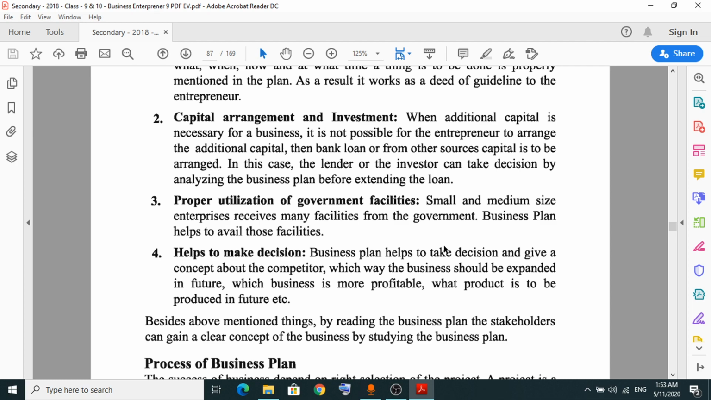When additional capital is necessary for a business, and it is not possible for the entrepreneur to arrange the additional capital, then a bank loan or other sources of capital are to be arranged. In this case, the lender or the investor can take a decision by analyzing the business plan before extending the loan. That means when you need additional capital, or any type of loan, the investor checks your business plan, so that he or she can take the right decision of lending money to you. So in collecting the loan or arranging the additional capital, the business plan plays a vital role. So you have to write it down properly, and it must be written down carefully.